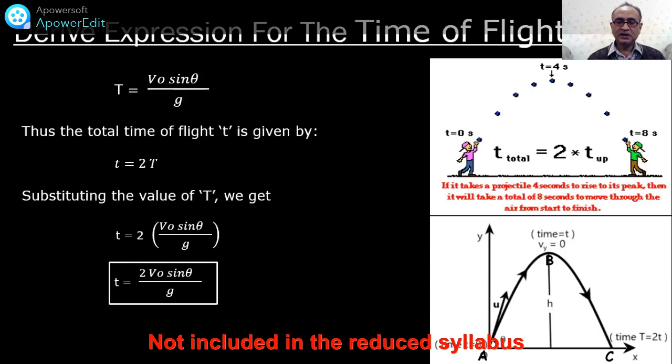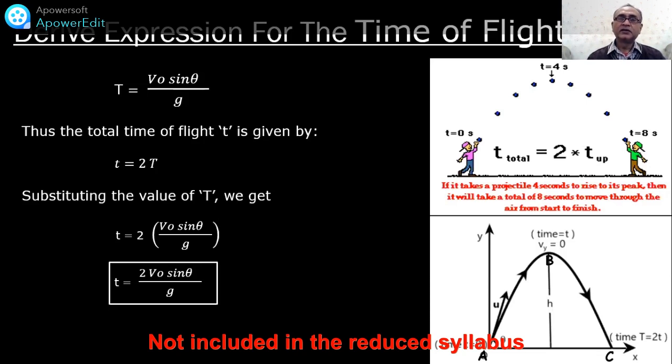Substitute the value of t. What is the value of t? V0 sine theta upon g. And finally, we get the equation T is equal to 2 V0 sine theta upon g. So this is the formula that can be used to find the total time of flight.